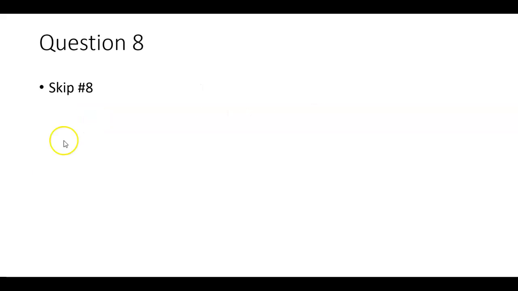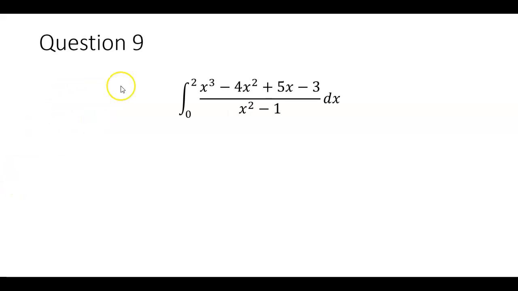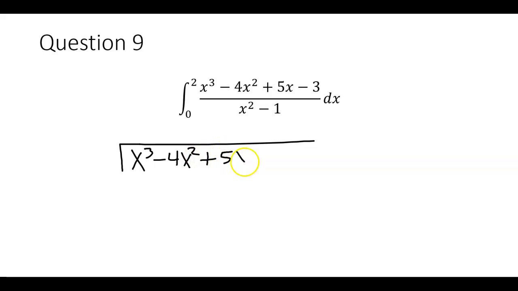Let's go ahead and move on to question number 8. We're skipping 8, so let's move on to 9. Number 9 is a long division problem. So the first thing we're going to do is do the long division. The polynomial on the top goes inside the division bar. And then the polynomial on the bottom goes out here.